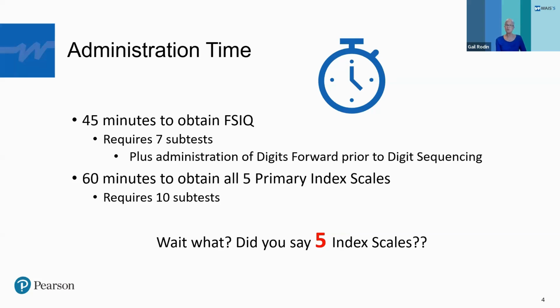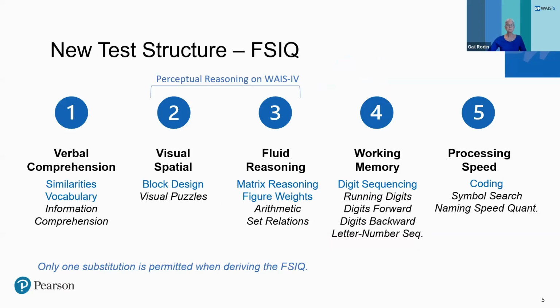Because the old WAIS-4 only had 4. Yes, that's a change. The new test structure, to get the full-scale IQ, you are going to have tests that contribute from 5 index scales, okay? Perceptual reasoning on the WAIS-4 has been split into 2 scales, visual spatial and fluid reasoning. We've been shown by factor analysis that this 5-factor solution is by far the most important, the one that works the best with the data we have.